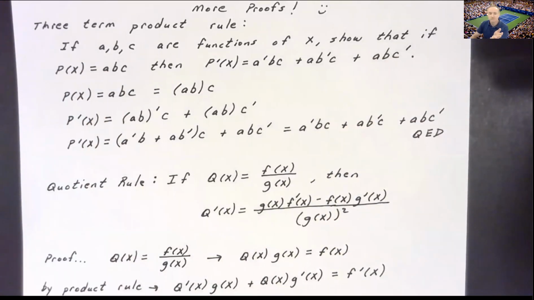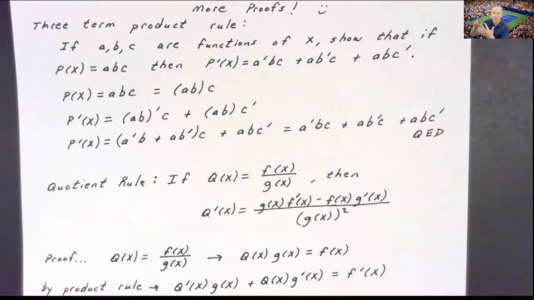What if I said, I want to give you four terms, a, b, c, and d? You'd say, well, it's the derivative of the first times the other three, the derivative of the second one times the other three, the derivative of the third one times the other three, the derivative of the fourth one times the other three. Each term, you're going to be taking the derivative of one times all the other terms in that product without the derivative. Now, I need to prove that for the three-term case.